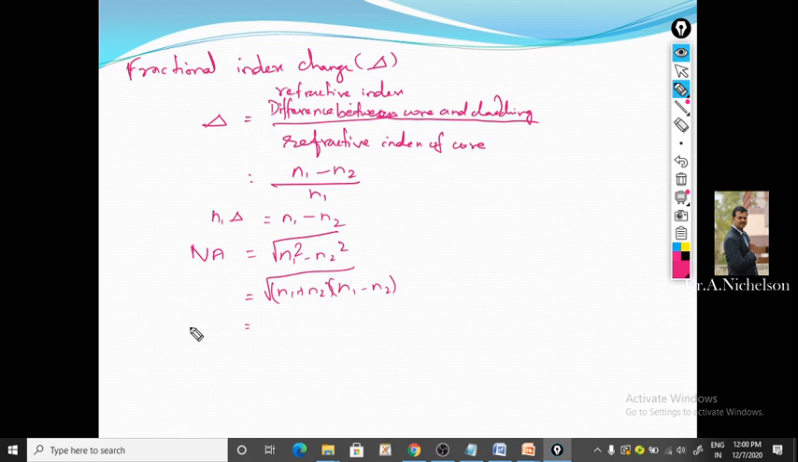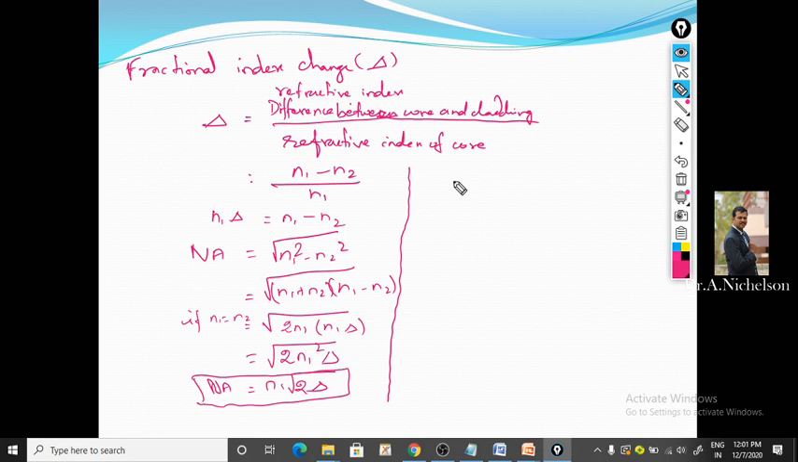So you can write here n1 plus n2, if both are the same, consider it as 2n1. So 2n1 into n1 into delta. You can write as square root of 2n1 square delta. Finally n1 square comes out, so n1 into square root of 2 delta. This is the relation between fractional index change and numerical aperture. This also you have to derive.